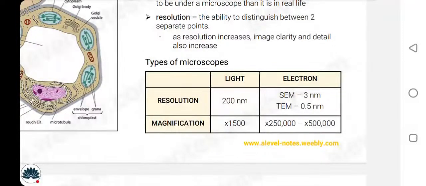The resolution of the light microscope is 200 nanometers. All right. And electron microscopes basically have two types: one is SEM and the second is TEM.